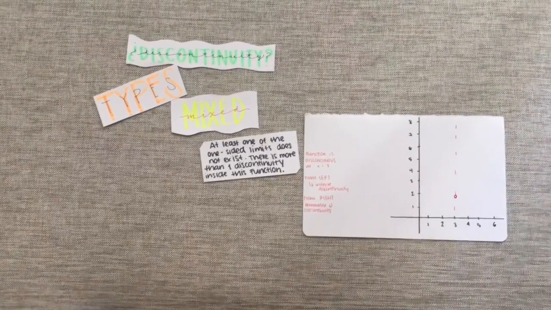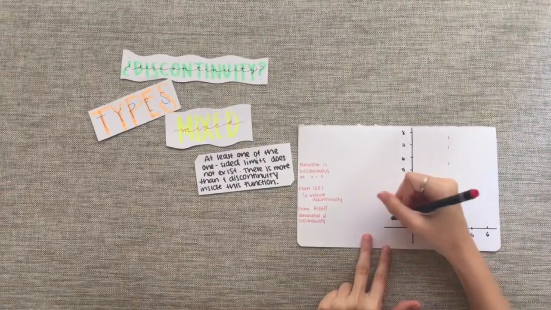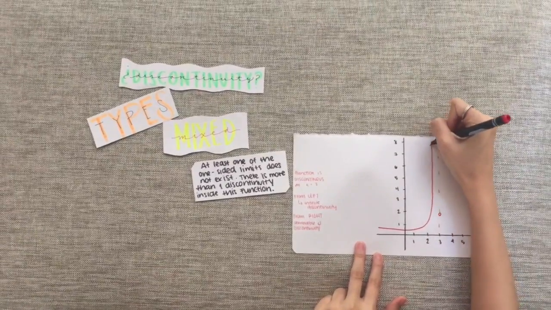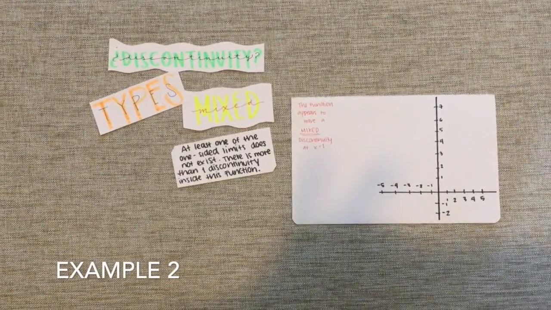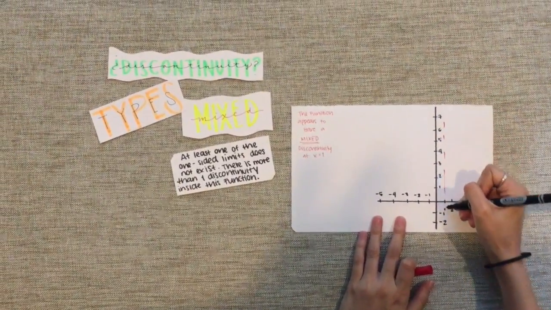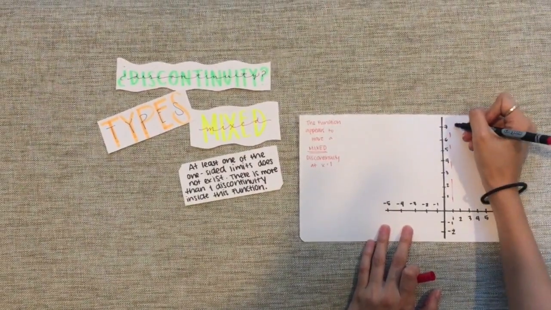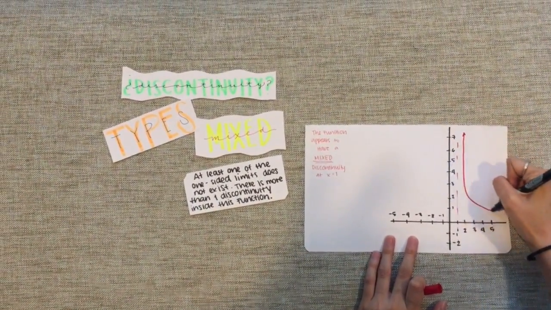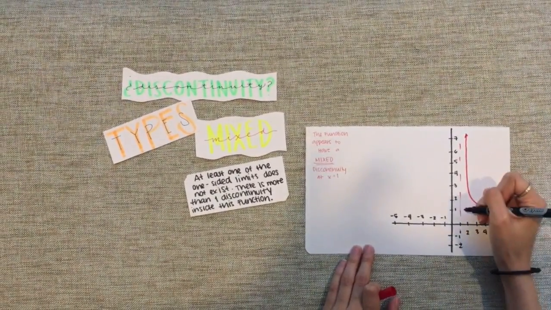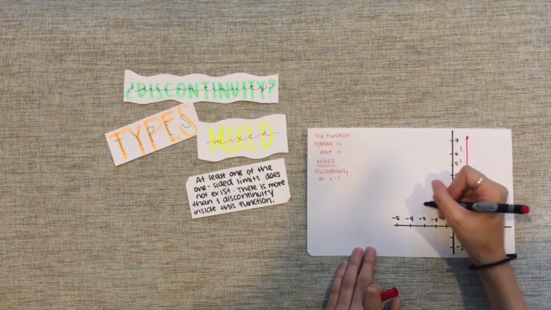However, there is another graph which is an infinite discontinuity, which goes like this. There is a vertical asymptote at 1, an infinite function just like this, and included at 1.